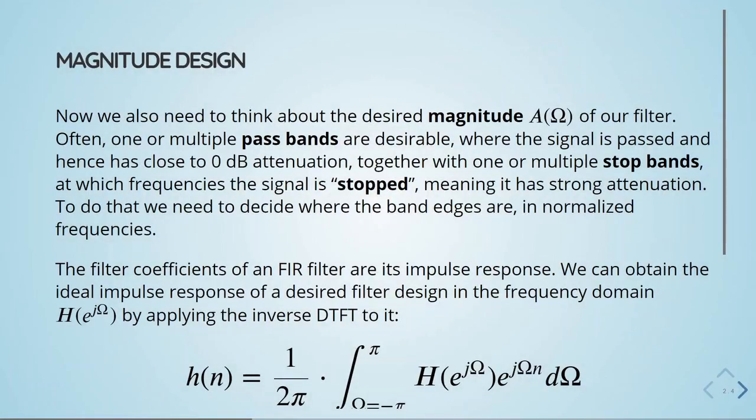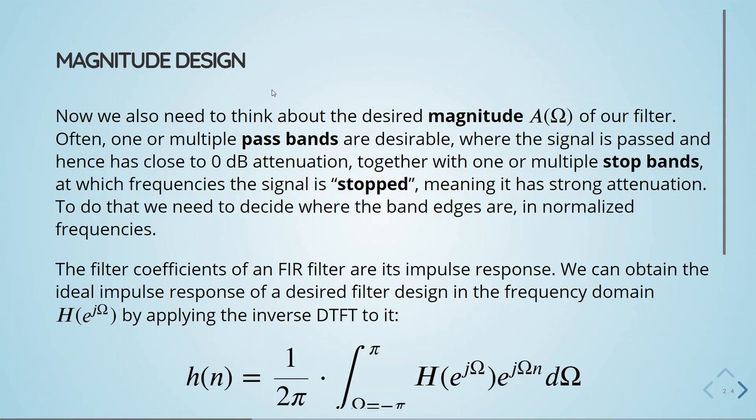When we design a filter, we need to pay attention to both phase and magnitude. So now we also need to think about the desired magnitude, A of capital omega, of our filter. Often one or multiple pass bands are desirable, where the signal is passed and hence has close to 0 dB attenuation, together with one or multiple stop bands, at which frequencies the signal is stopped, meaning that it has strong attenuation. To do that, we need to decide where the band edges are in normalized frequency.